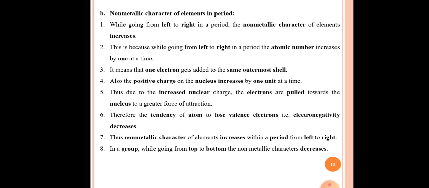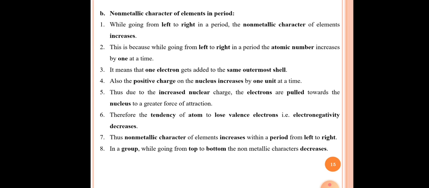The third point is, it means that one electron gets added to the same outermost shell at a time. So as the atomic number increases by 1 unit from left side to right side, one electron gets added into the same outermost shell at a time in a period. The fourth point here is, also the positive charge on the nucleus increases by 1 unit at a time. As the electron gets added into the outermost shell, one proton also gets added into the nucleus at a time. That's why the positive charge on the nucleus also increases by 1 unit at a time.